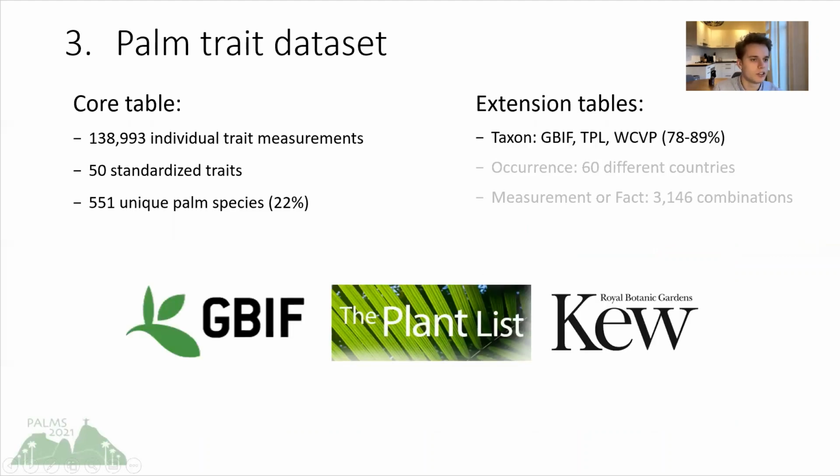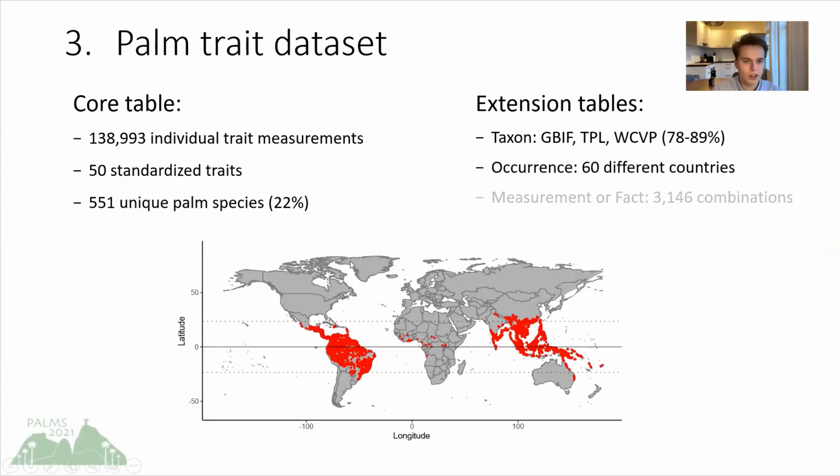The taxon extension will give you additional taxonomic information about each species. This information is derived from GBIF, the plant list, and the World Checklist for Vascular Plants, and they have a coverage of 78 to 89%. The occurrence extension will give you additional information of where the specimen has occurred, for instance. And we see here that in this data set, we have specimens for 60 different countries, which are also globally distributed. Finally, the measurement or fact extension contains over 3,000 combinations of additional information related to the measurements itself.